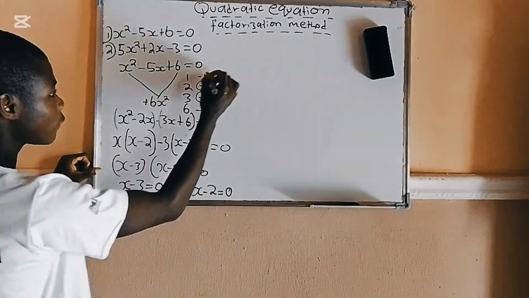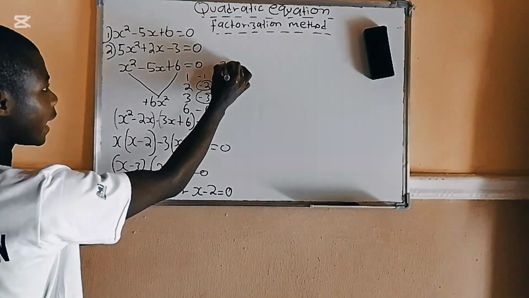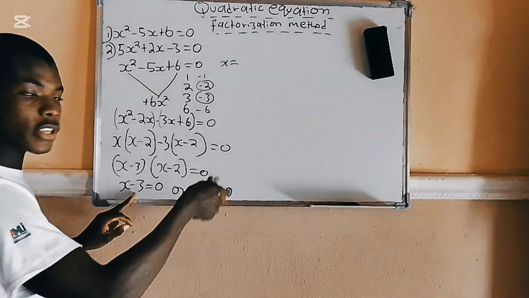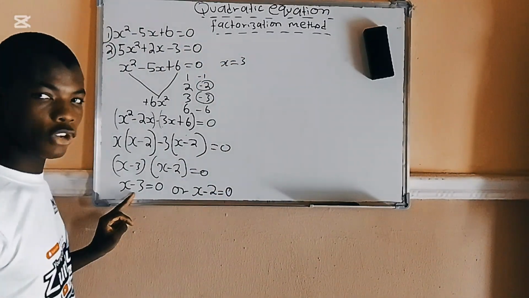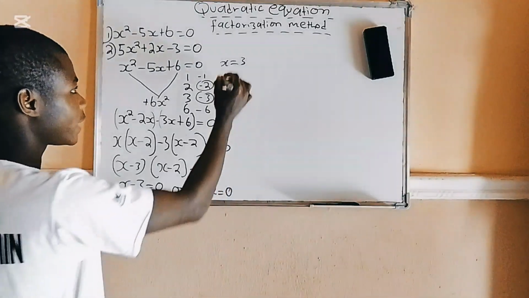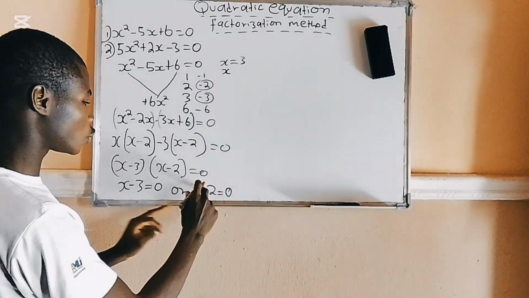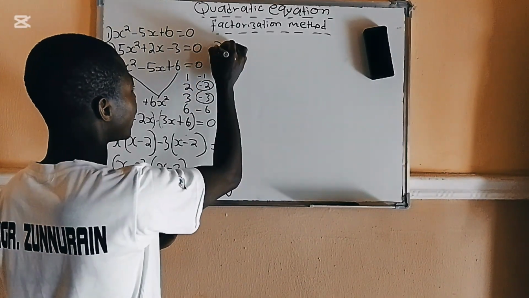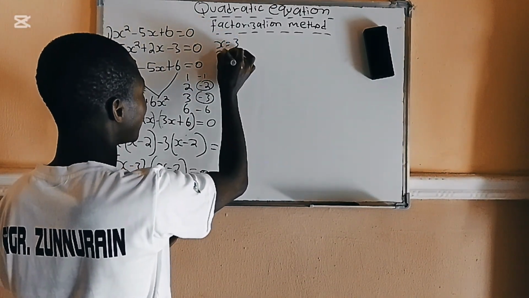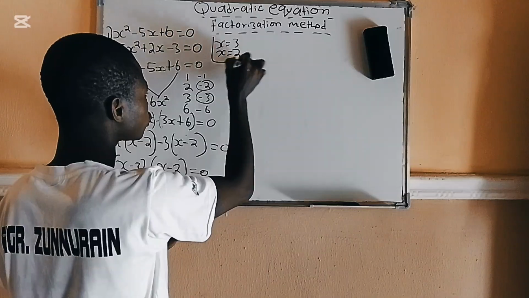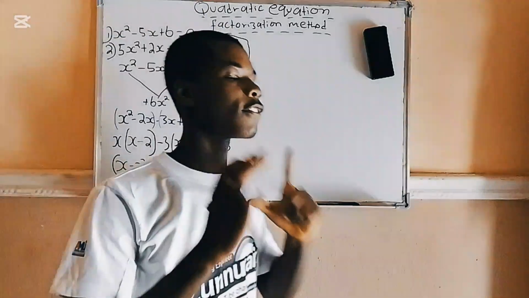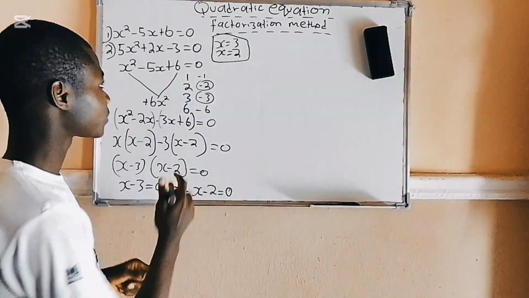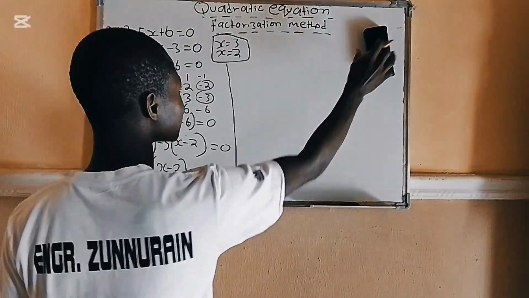Yes. So therefore, x minus 3: the 3 will cross the equal sign and become positive. And therefore, x minus 2: the 2 will cross the equal sign and become positive. So therefore, x is equal to 3, and x is equal to 2. So all are positive answers. So let's see the second question.